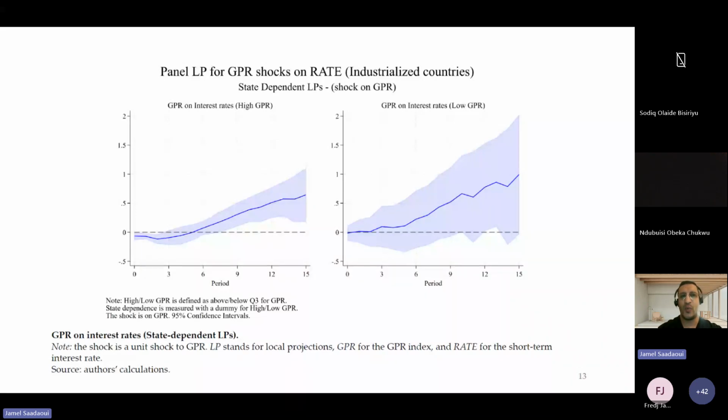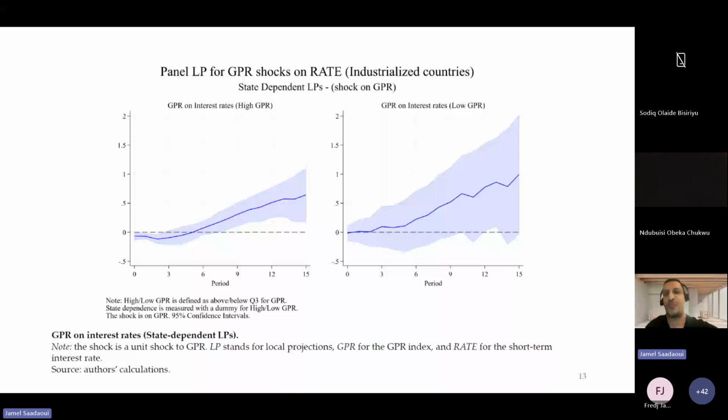We are going to use lp_lin to make a state-dependent local projection in a very, very simple way. Writing is very simple. On the left-hand side, you have the reaction of the interest rate after big, large geopolitical shocks. We use a dummy, and we use 1 for the dummy when we are above the 75th percentile for the GPR, so we are going to see the top quartile for the geopolitical risk. And the picture on the left is the picture you saw before.